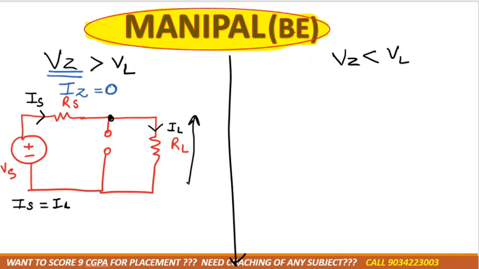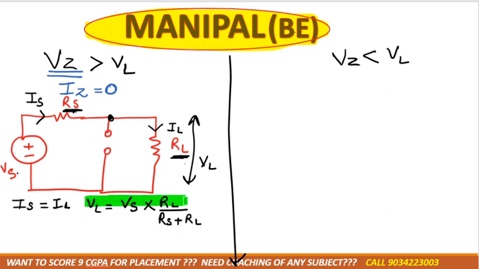Now we need to calculate VL. VL is the voltage across the load resistance. Remember we have done the voltage division rule in BEE, right? So that would be the total voltage Vs multiplied by, in whichever branch we need to calculate voltage, that is RL, divided by the sum of resistors which are connected in series. Which two resistors are connected in series? That is Rs plus RL. So I simply apply the voltage division rule to calculate the value of VL.